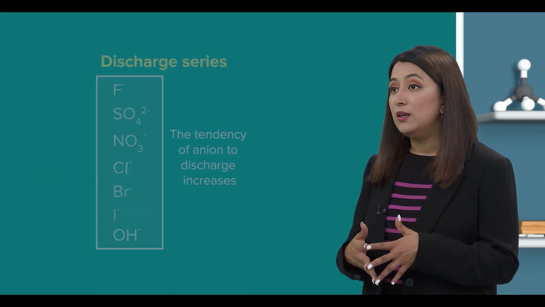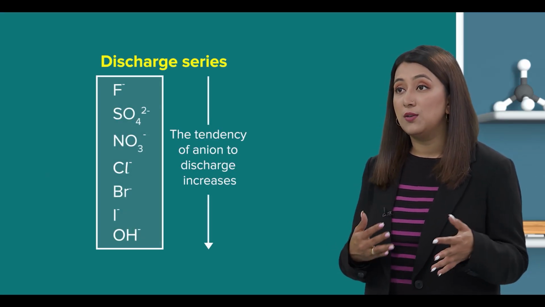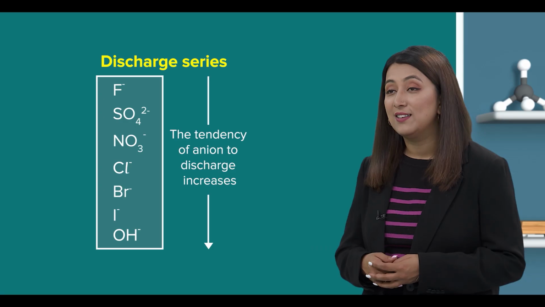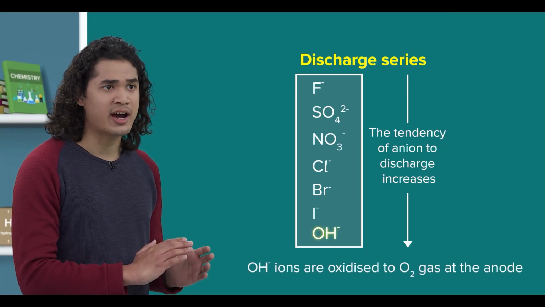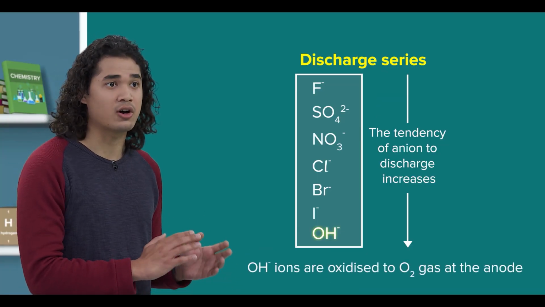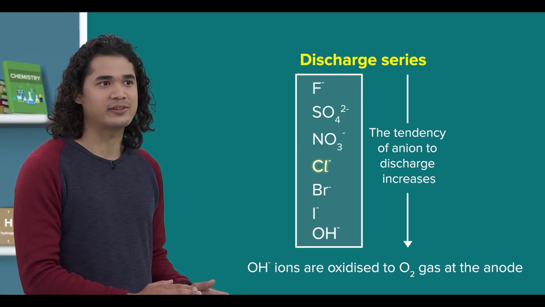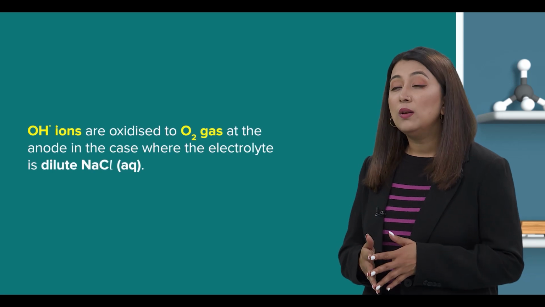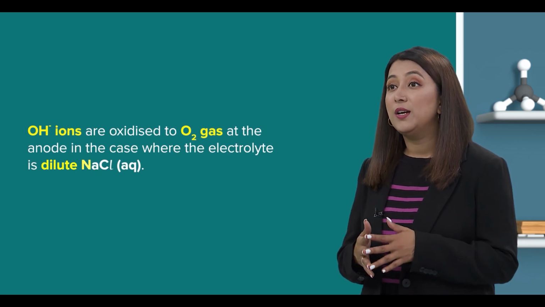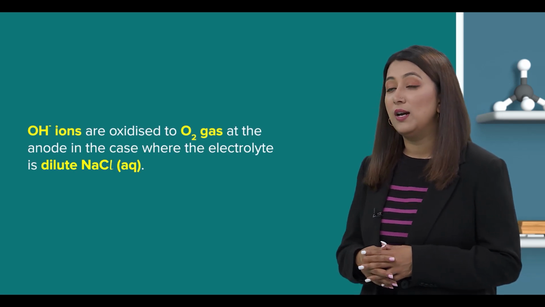True. For convenience, we can simply use the discharge series for anions to decide that. In this case, hydroxide ions will get oxidized and form oxygen gas at the anode, as it lies below the chloride ion in the series. That is true, but only if the electrolyte is a dilute aqueous solution of sodium chloride.